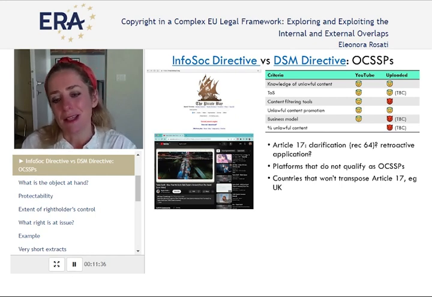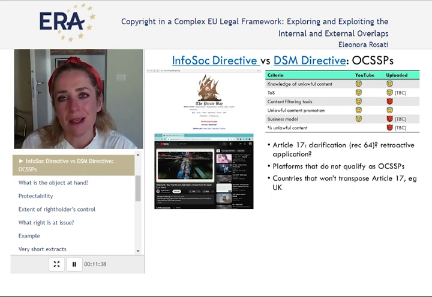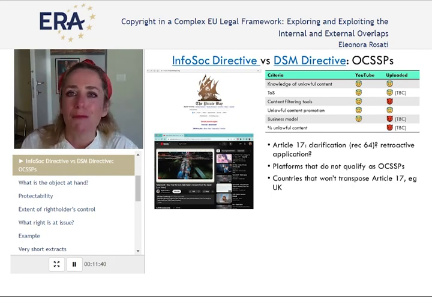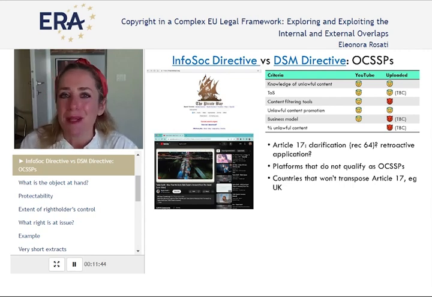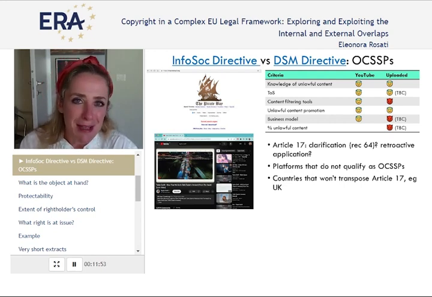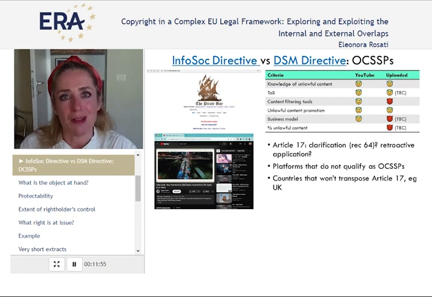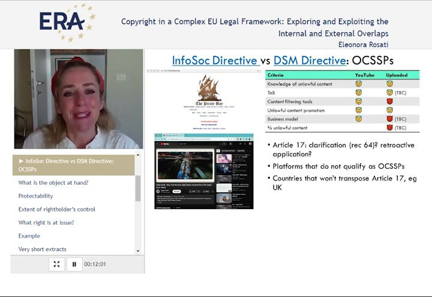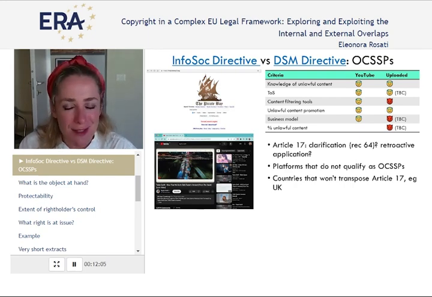In turn, this has very practical relevance in terms of latitude of member states' transposition. For example, member states might have thought that there was some room to fine-tune the content of Article 17. Seems to me that right now, given the complexity of the EU legislative framework, the less member states do, the safer it gets. So let's see some of the interplay between Article 17 and DSA.